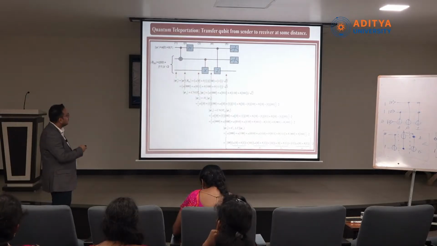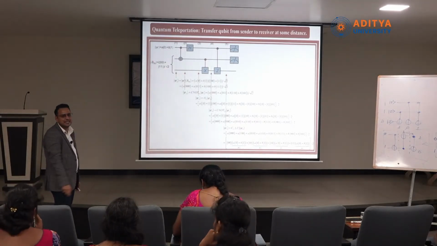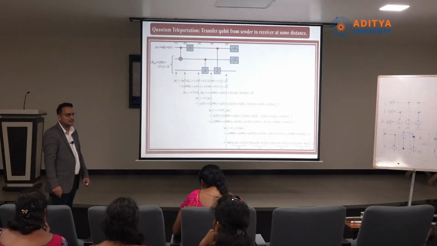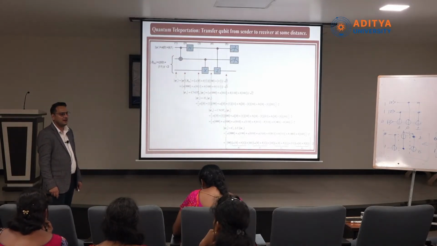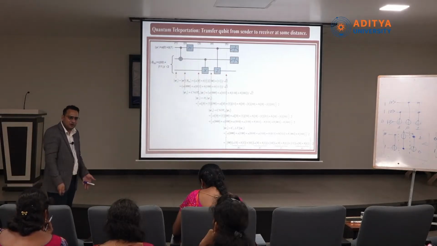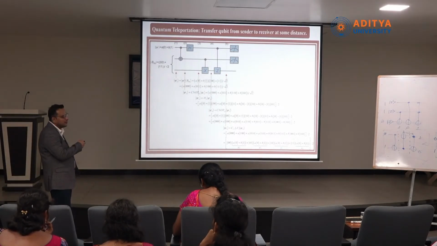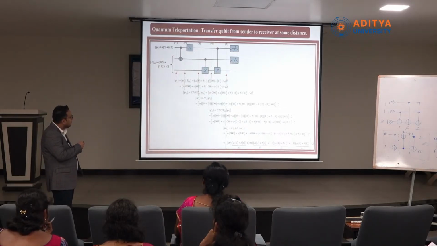Now, how do we make this circuit? This part of the circuit is missing here. How do we make the entanglement? That is a Hadamard followed by a controlled NOT. That's an entanglement. Yes or no? So I have not drawn it. So remember, the first thing is this entanglement should be created among both of them.